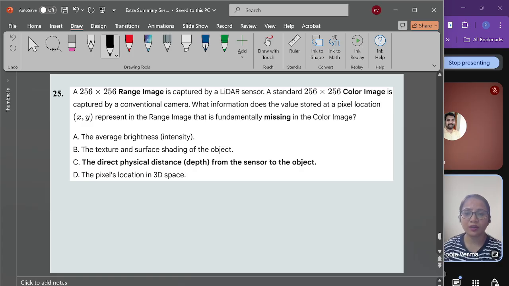So here, 256 cross 256. One range image is captured by LiDAR and another one is a standard 256 cross 256 color image captured by a camera. So they are asking what information does the value stored at the pixel location XY represent in a range image, that is fundamentally missing in the color image.